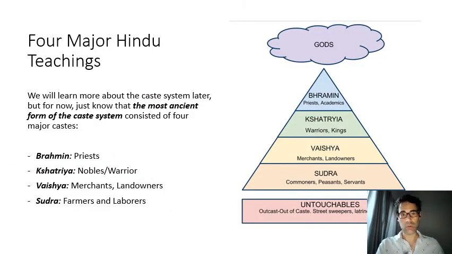Now, we will learn more about the caste system later, but for now, just know that the most ancient form of the caste system consisted of 4 major castes: the Brahmin or priests, the Kshatriya or the nobles and warriors, the Vaishya, who are the merchants or landowners, and the Sudra, or the farmers and laborers.